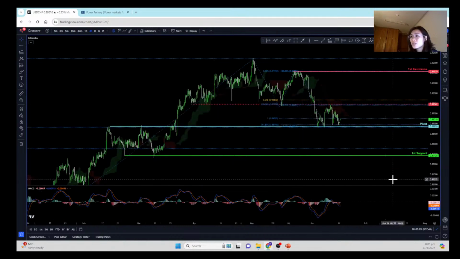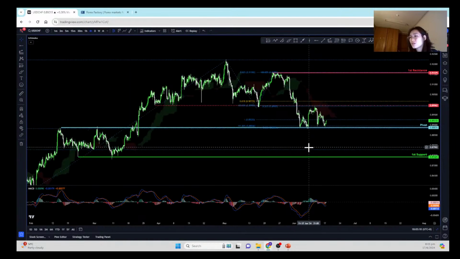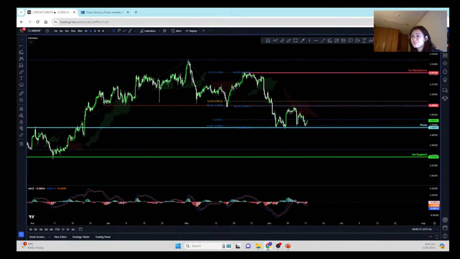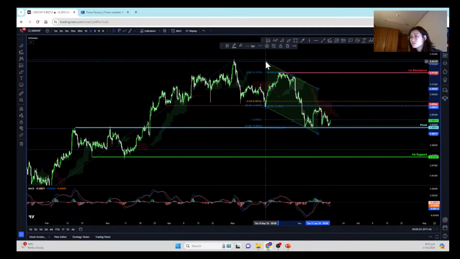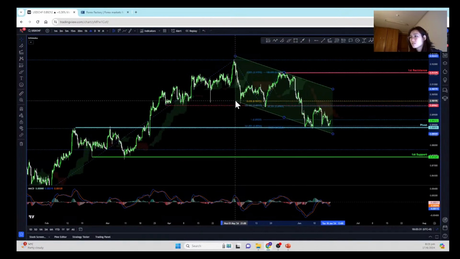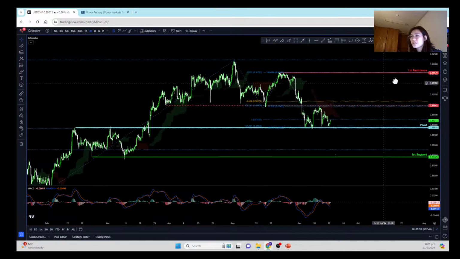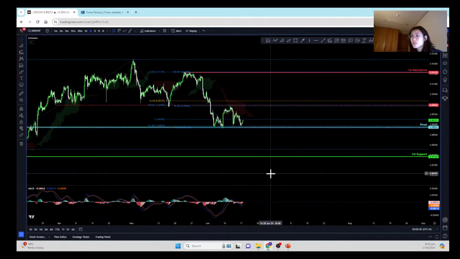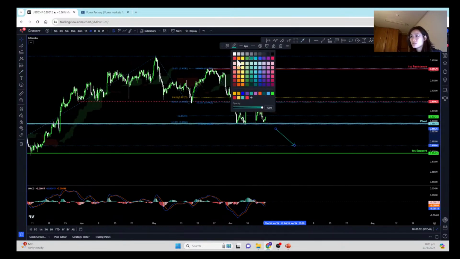Going in with Ichimoku and MACD, both of these support our bearish signal that prices are going to drop. Price is moving below the cloud. MACD is also giving us a bearish signal. I thought we had a descending trend channel there, but no. Okay, I think that's it. So if price breaks below our pivot, I'm going for a sell towards our first support.